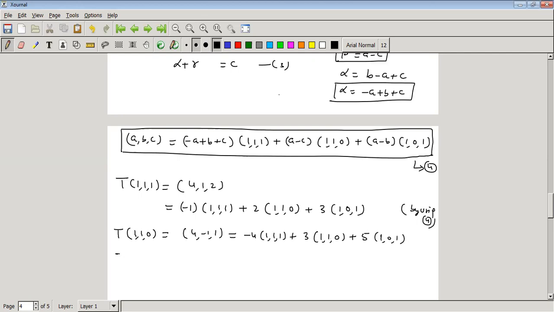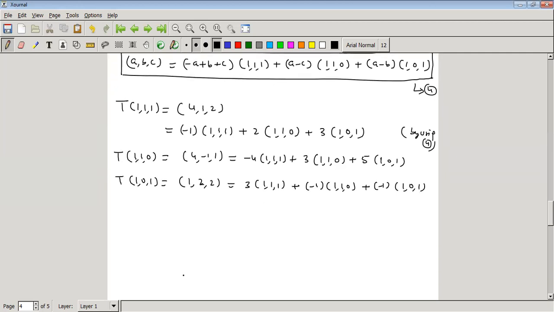Now T of (1,0,1) is (1,2,2), using the transformation T, we get this. And we can write this as minus a, minus 1 plus 2 plus 2, 2 plus 2 is 4, minus 1 is 3. So 3 into (1,1,1) plus minus 1 into (1,1,0) plus minus 1 into (1,0,1).